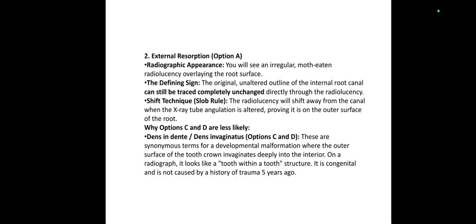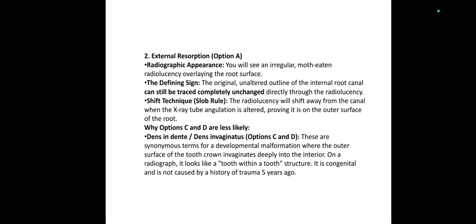External resorption: the radiographic appearance, you'll see an irregular moth-eaten radiolucency overlaying the root surface. The defining sign is the original unaltered outline of the internal root canal can still be traced completely intact directly through the radiolucency. SLOB rule: the radiolucency will shift away from the canal when the X-ray tube angulation is altered. Keep these visual keys in mind during your exam to make a fast, accurate diagnosis.